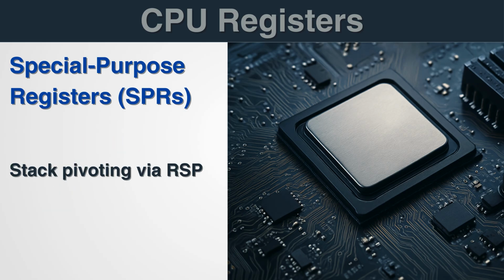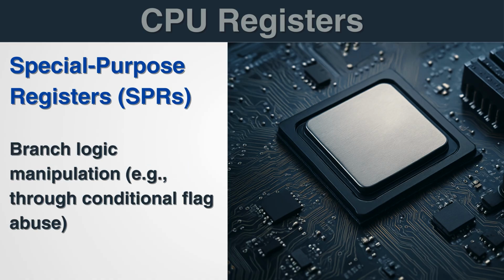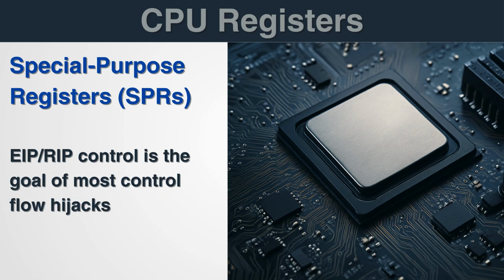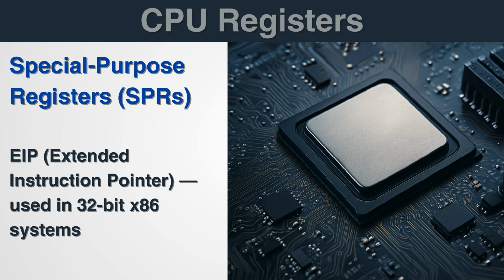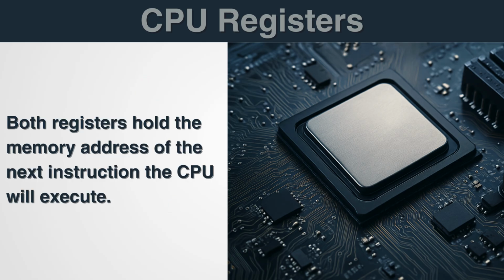There are the security relevance portions like stack pivoting via the stack pointer, branch logic manipulation through conditional flag abuse, and the EIP/RIP control is the goal of most control flow hijacks. So EIP is the extended instruction pointer used in 32-bit x86 systems, and RIP is the register instruction pointer used in 64-bit x86-64 systems. Both registers hold the memory address of the next instruction the CPU will execute.